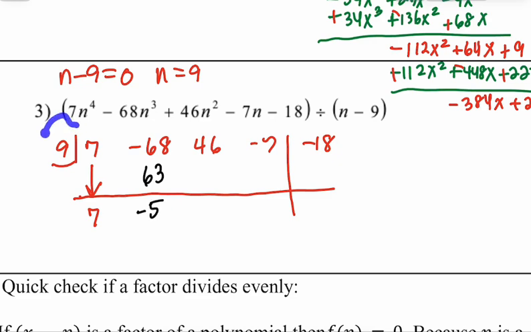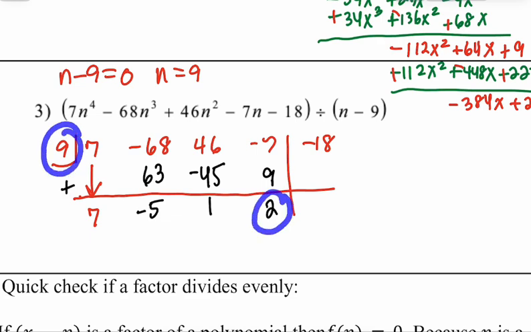Okay, let me show you again. We're going to multiply, write it down, add them up. So we could even put a little plus symbol right there to say that's our addition line. Multiply, write it down, add them up. Let's do it again. Multiply, write it down, add them up.